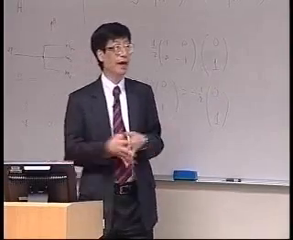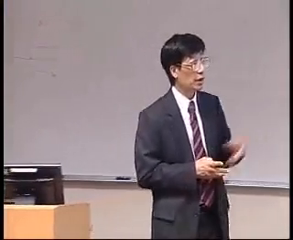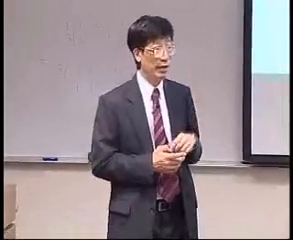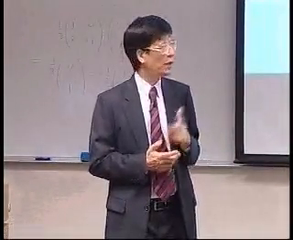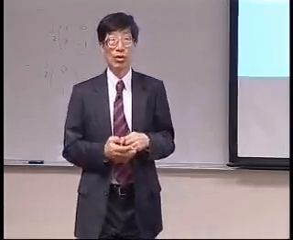So I have found all three matrices. And since Jx and Jy are linear combinations of J plus and J minus, you find they are like this. By the way, check that they are Hermitian. Jx is real and symmetric, so that's Hermitian. Jy is imaginary and anti-symmetric, so that is also Hermitian. So I have written Jx, Jy, Jz, J square, all as 2 by 2 matrices. That is everything you need to know in a representation.